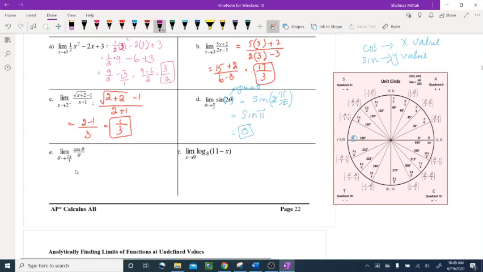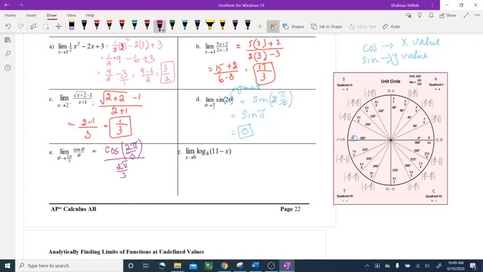Let's try that one. This one is the limit as theta approaches 2 pi over 3, and the function we have is cosine theta over theta. So I'm going to do the direct substitution first. Cosine 2 pi over 3. I plugged in, that's the argument, and theta is 2 pi over 3.